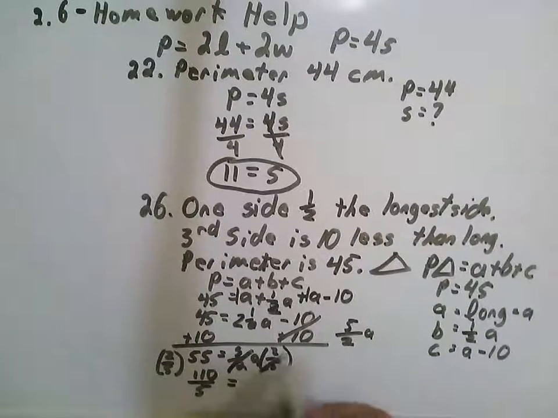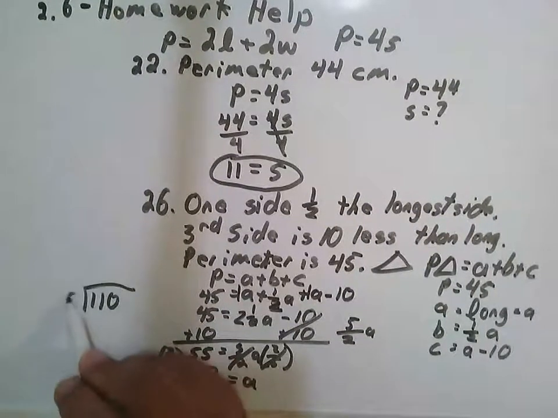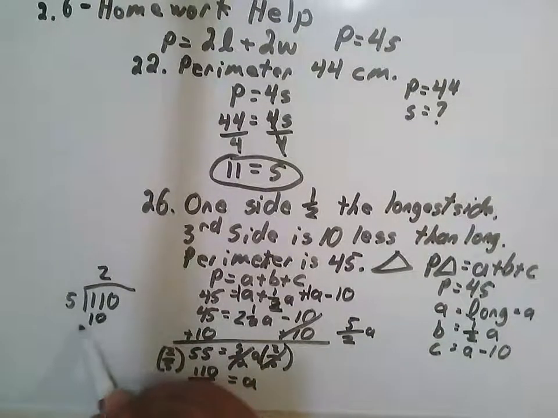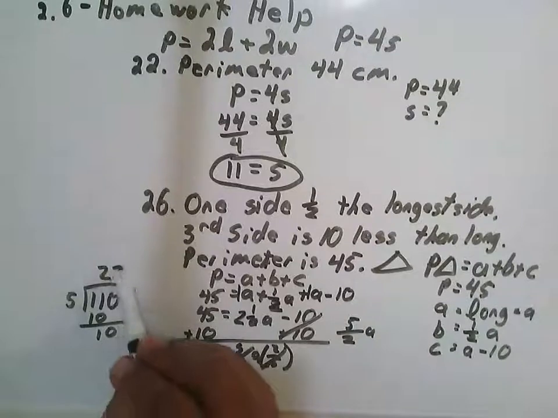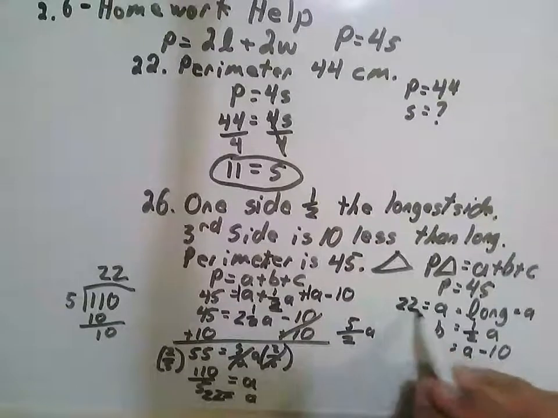And remember, this is going to allow this to come down to a single A. So if I need 110 divided by 5, 5 won't go into 1, but 5 will go into 11 2 times. 2 times 5 is 10. 5 will go into 10 2 times. So I know that my longest side now is 22. So I can just kind of go back in and plug that in.